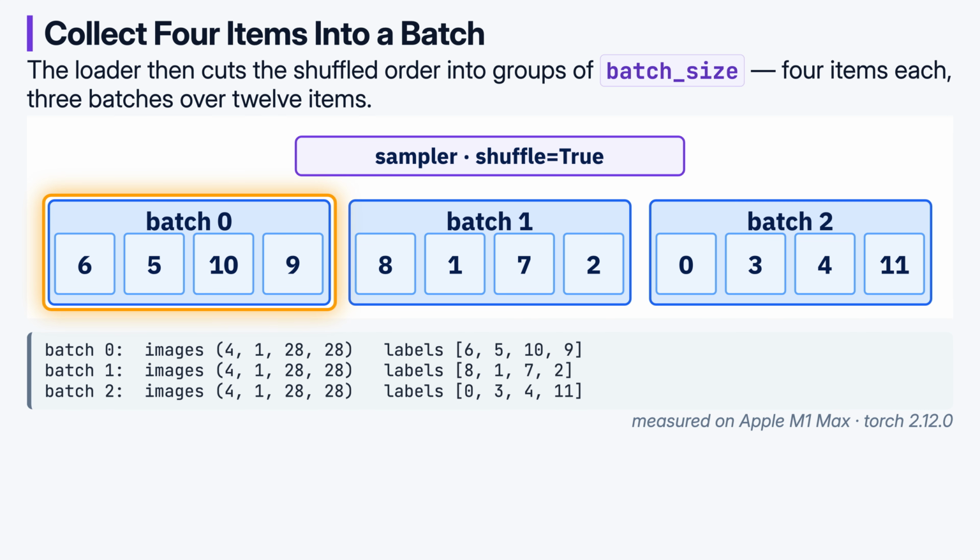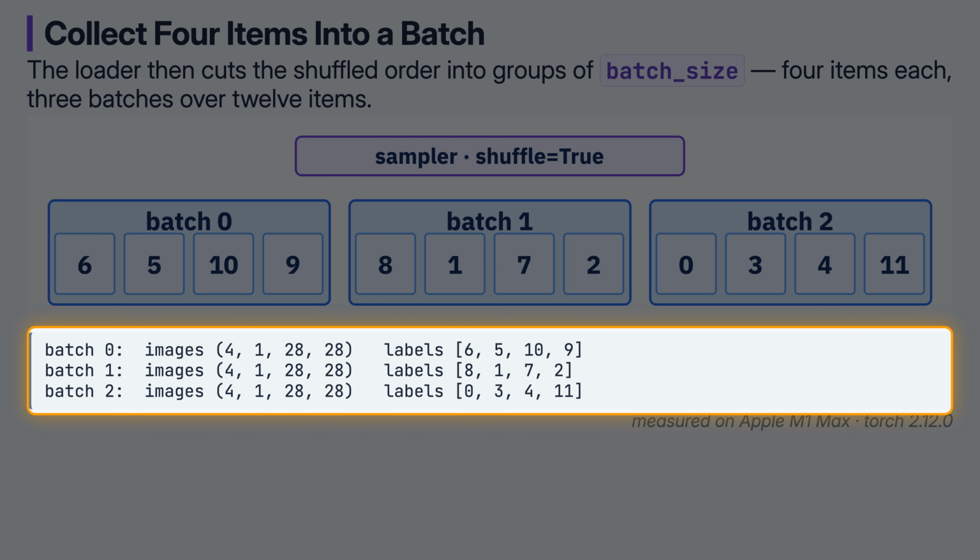The loader cuts the shuffled order into groups of 4. This first batch holds 6, 5, 10, 9. The second batch holds 8, 1, 7, 2. The third batch holds 0, 3, 4, 11. Each batch is images of shape 4 by 1 by 28 by 28. The labels are shuffled, not 0 to 11 in order. Every item appears exactly once. Nothing is dropped, nothing repeats.